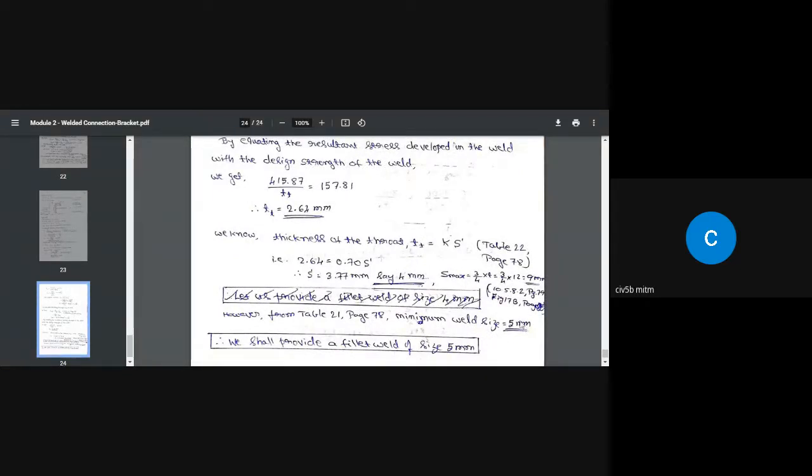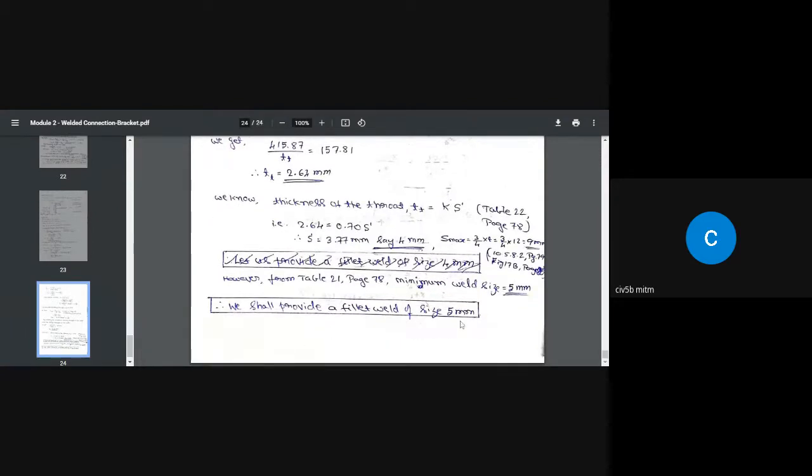Minimum size is 5 millimeter, and according to the calculation, we got 4 millimeter. Again, I repeat, we got the minimum size of the weld 5 millimeter from table 21 on page 78, and the maximum size of the weld equal to 9 millimeter as per figure 17b on page 80. So the value should fall between this minimum and maximum. We are going to provide 5 millimeter. Therefore, we shall provide a fillet weld of size 5 millimeter.